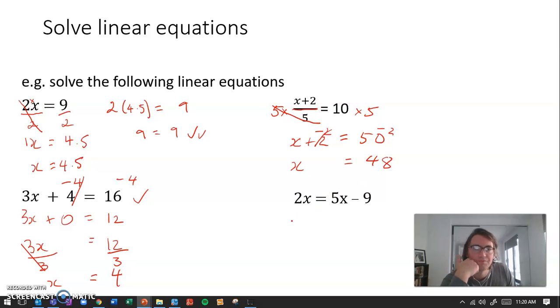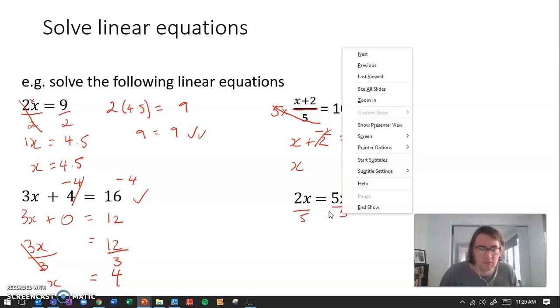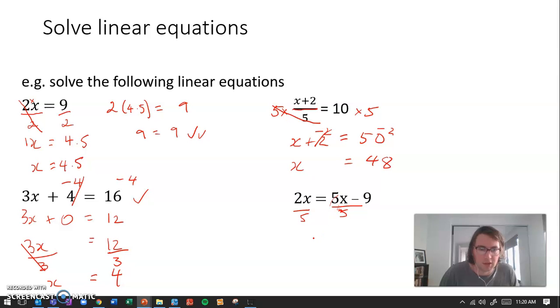Okay, one more. So now I can see here I've got x's on both sides. So I've got 2x is equal to 5x minus 9. A lot of people get to this sort of question and they go, what do I do? How do I get rid of the x? And they go, oh, divide by 5, and that's not the right way of going about it. If you do that, you're going to get the wrong answer.